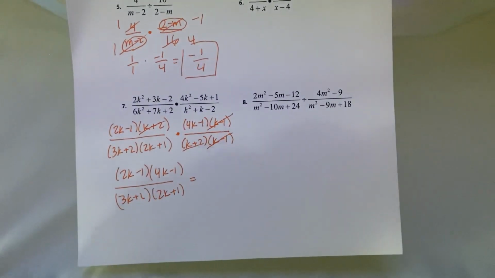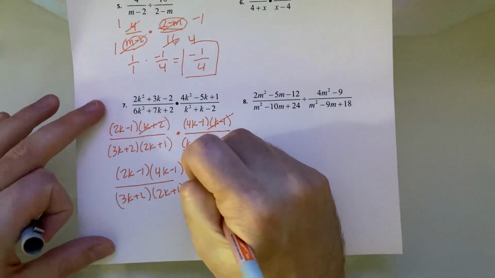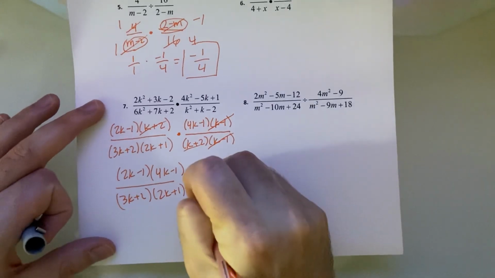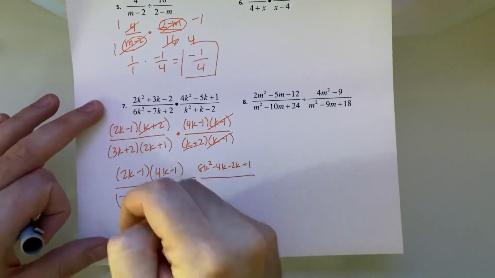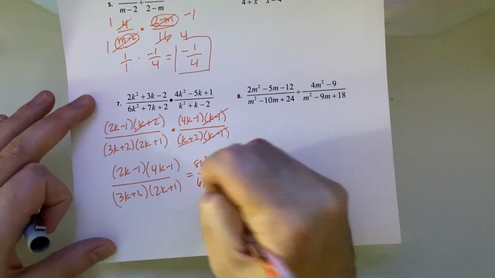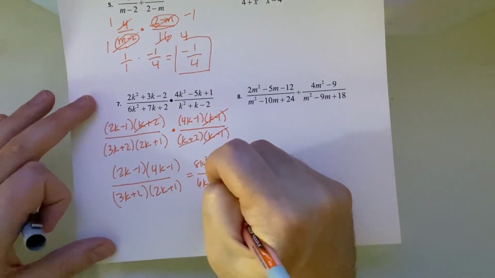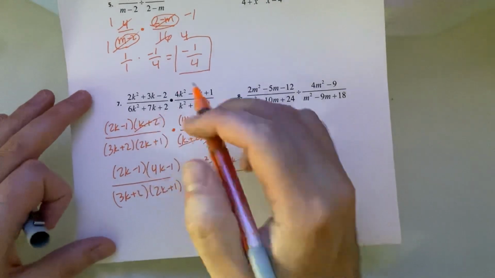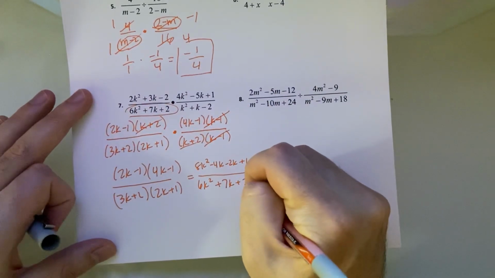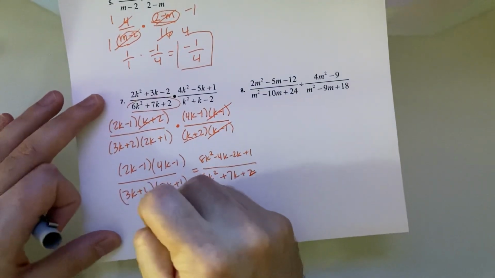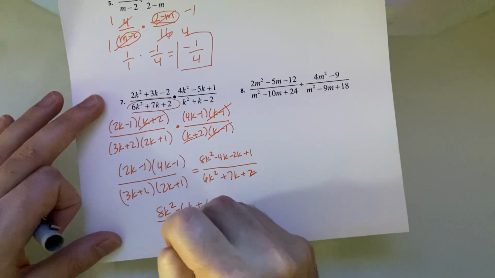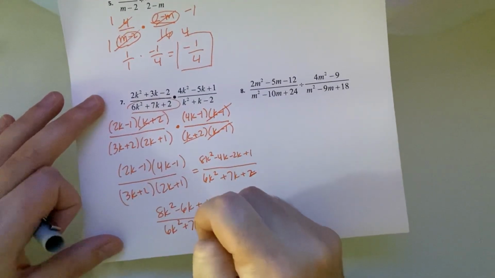And here we can multiply out and FOIL if we want to, again, clean it up. 8k squared minus 4k minus 2k plus 1 over, I don't know if I'll have you leave it in factor form or clean it up, just in case we'll multiply out. 6k squared, well, we already know what this one is, plus 7k plus 2, because those two were multiplied before and they didn't cancel. So in total, this is 8k squared minus 6k plus 1 over 6k squared plus 7k plus 2.